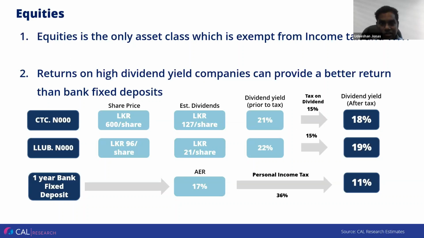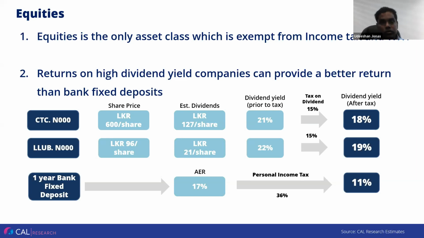So what we are saying is to use equities, companies which have a higher dividend yield, as an alternative to a bank fixed deposit. Since there are a few companies giving a higher dividend yield, you can use that as a channel to effectively reduce your tax liabilities, because dividends are only taxed at 15%, compared to bank deposits, which can be taxed at a higher rate of 36% if you have a total monthly income of 308,000 rupees or more.